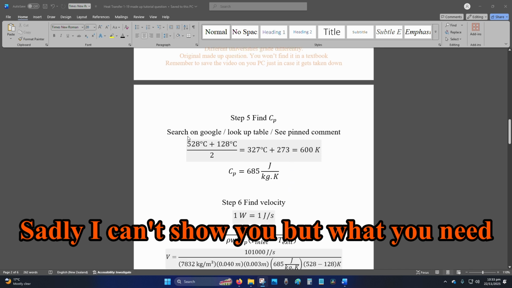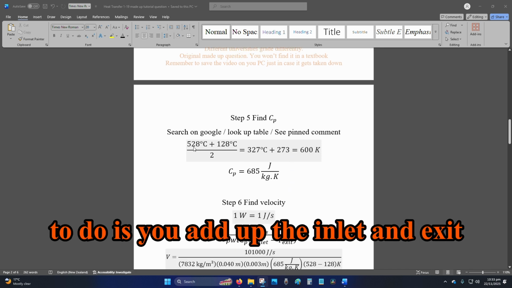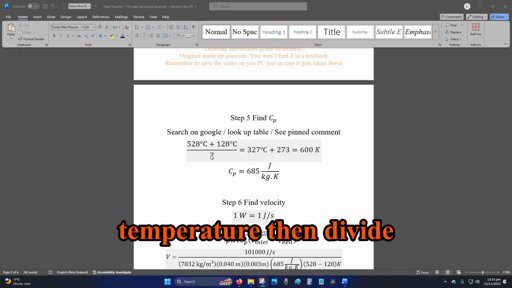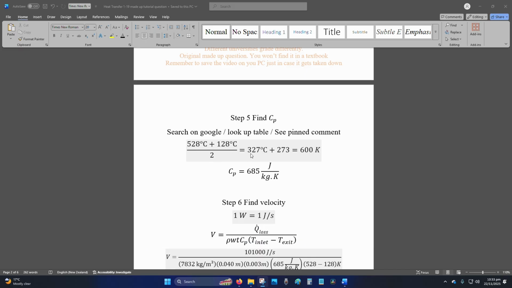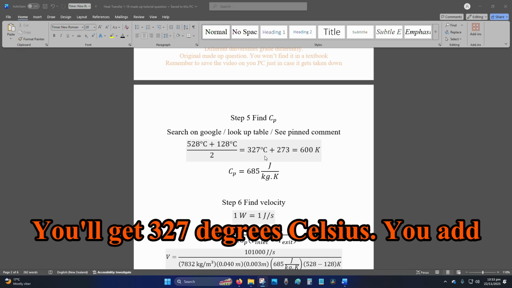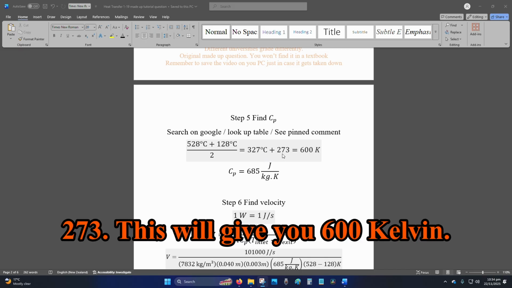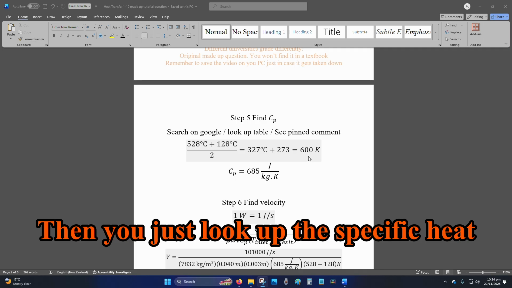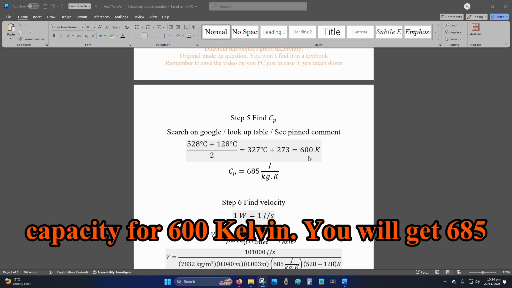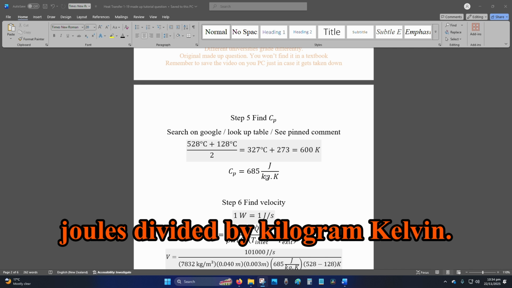What you need to do is you add up the inlet and exit temperature, then divide by 2 to get the average. You'll get 327 degrees Celsius. You add 273, this will give you 600 Kelvin. Then you just look up the specific heat capacity for 600 Kelvin. You will get 685 joules divided by kilogram Kelvin.